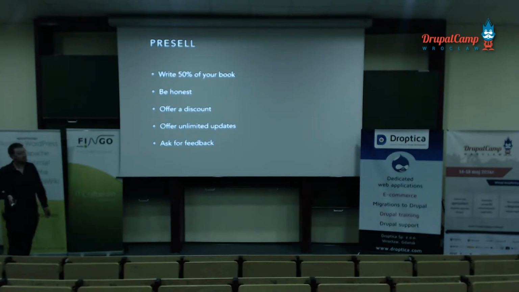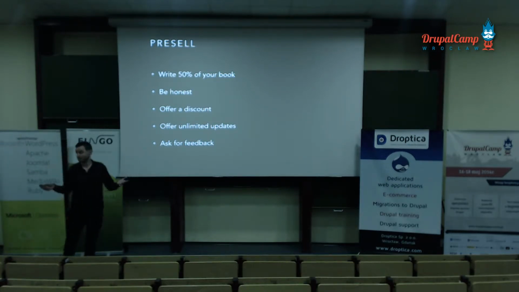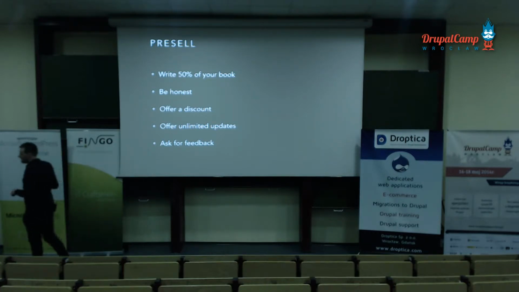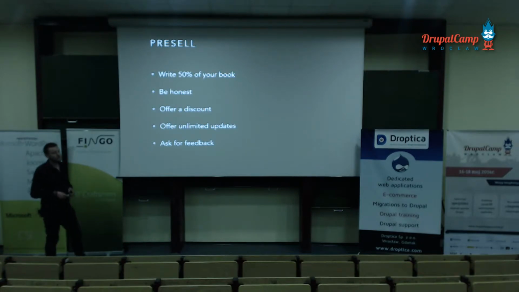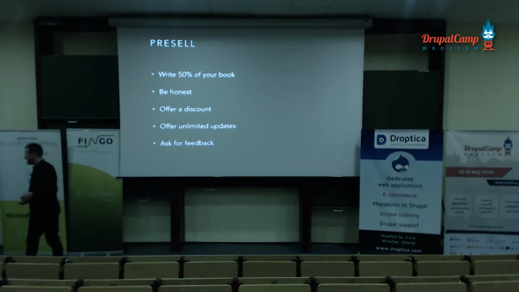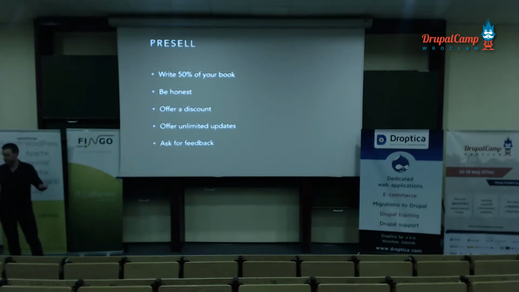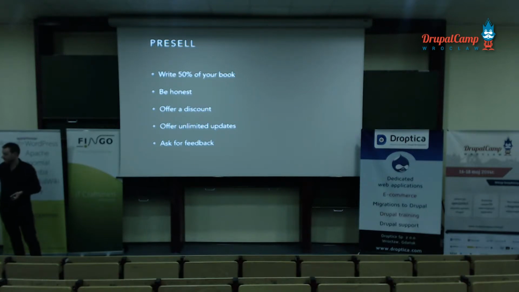So what I did with my book, when I finished writing 5 chapters of my book, I offered it for sale. My book is currently 11 chapters, so it was less than 50% written. I was very honest. You know, I said this is not a complete version. I offered a very big discount. I think it was 25%. And of course, I offered unlimited updates, which basically means the customer is going to get regular updates on a monthly basis until the book is actually finished.